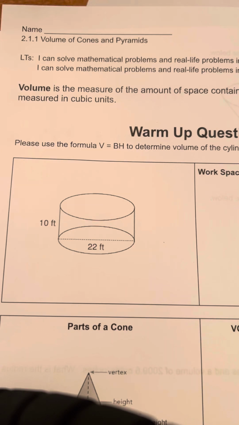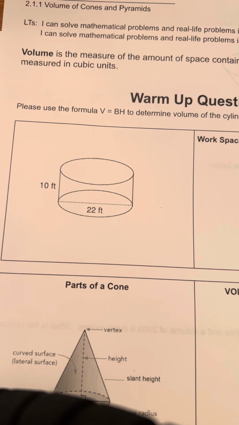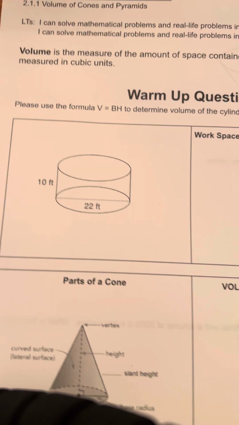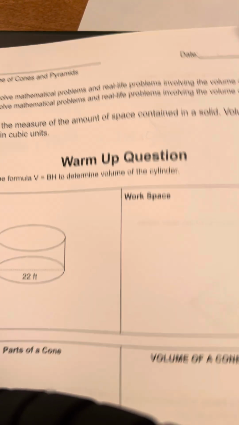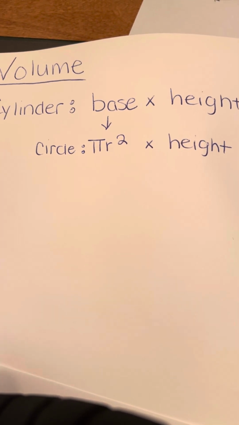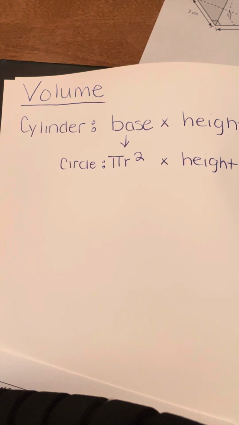All right, we're going to do some volume questions. So we have this cylinder right here, 10 foot by 22 foot cylinder. When we're looking at the volume of a cylinder, I'm just going to look at the height and the base information.